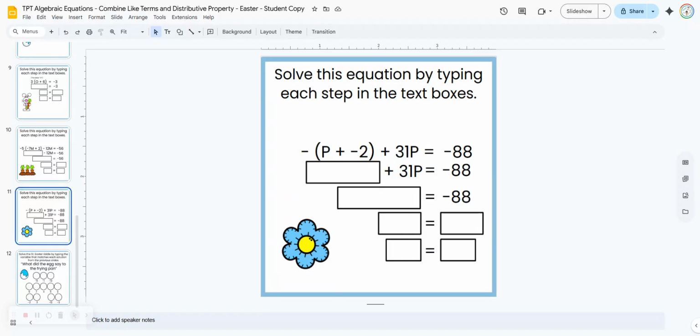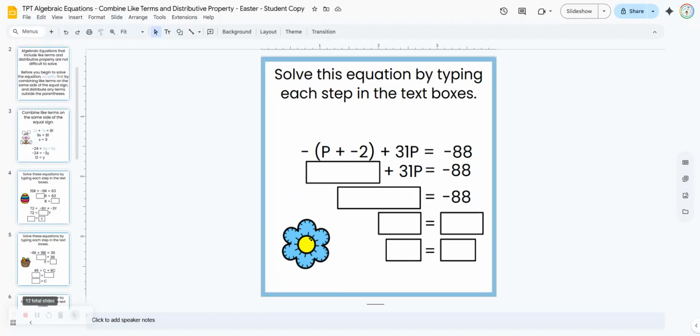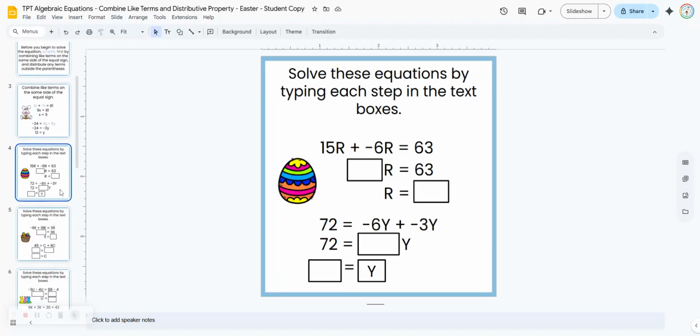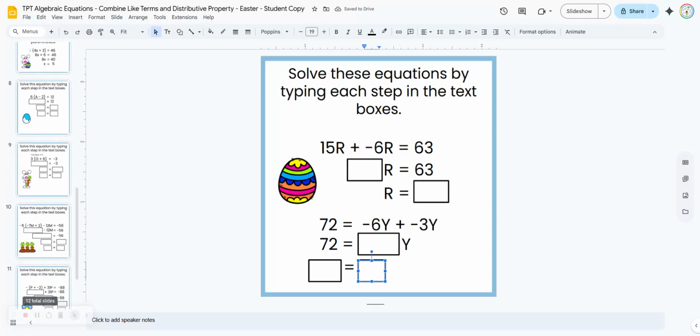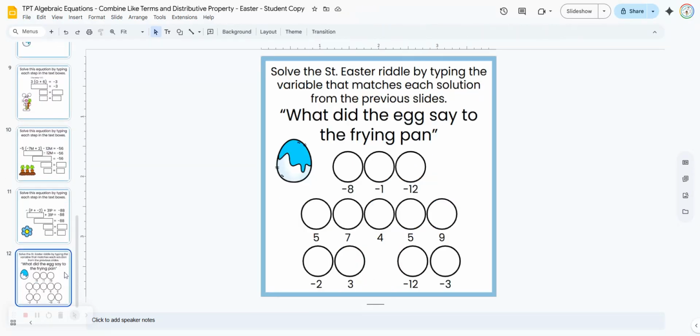Same thing here. Now on all of these slides, once they get their answer and they find out what the variable equals, erase that, they're going to match the variable to its answer on the final slide. So they're going to find these answers on the previous slides. They're going to type in the variable that it equals.